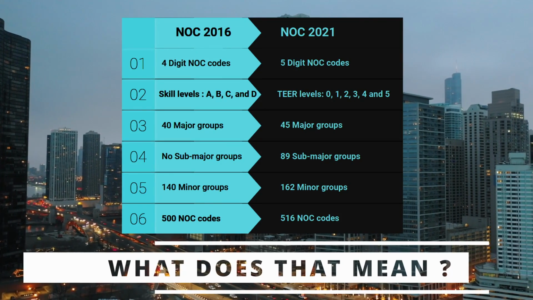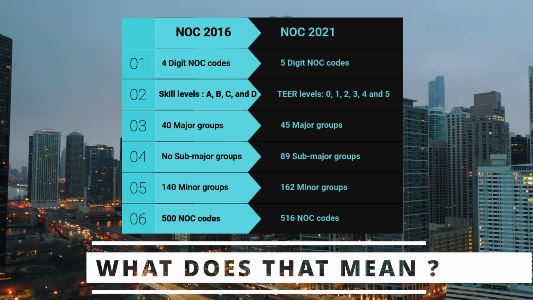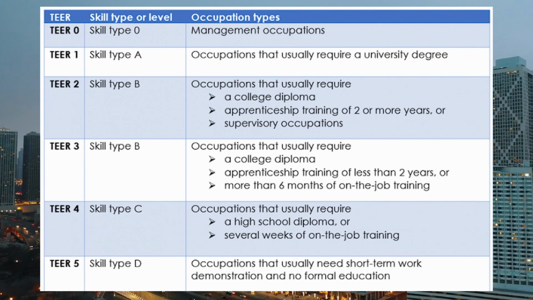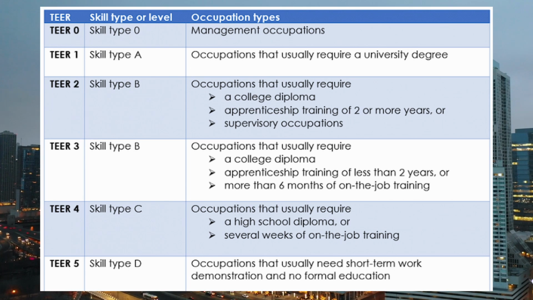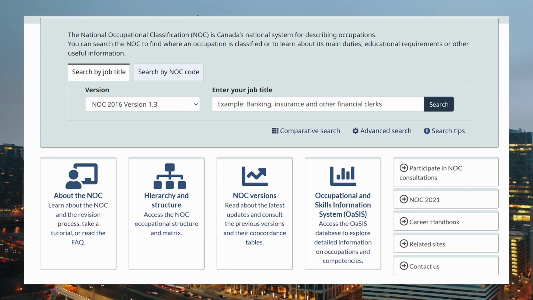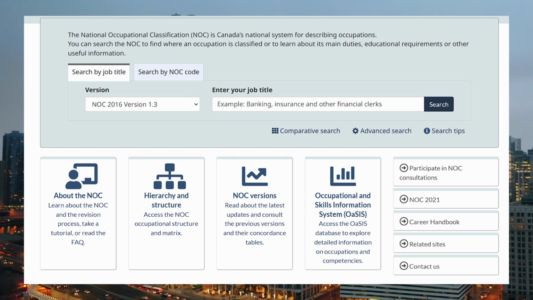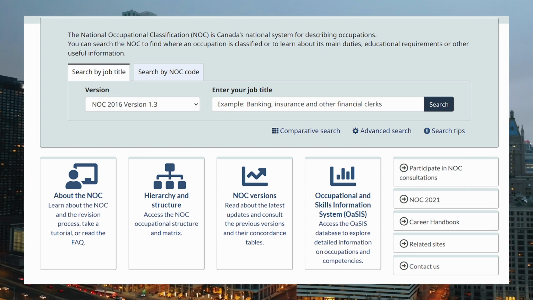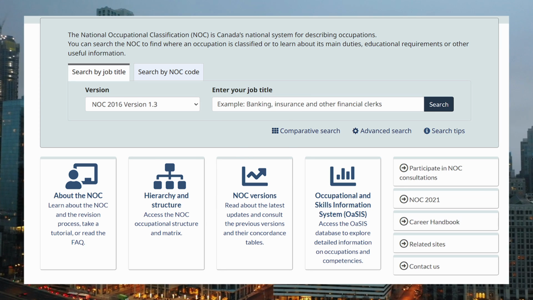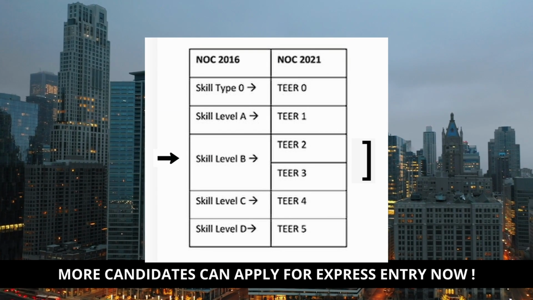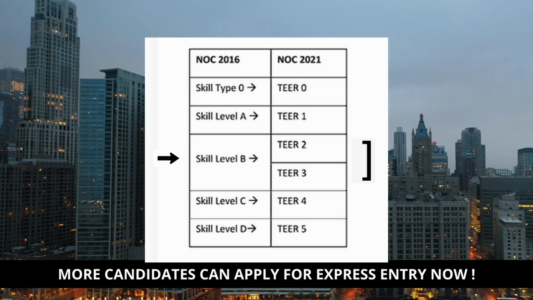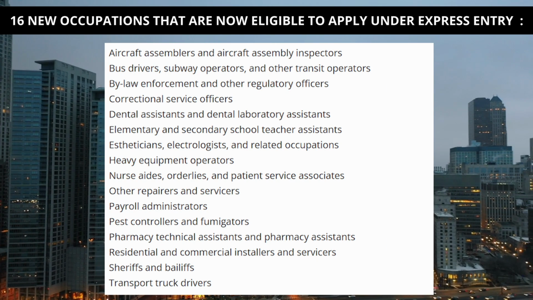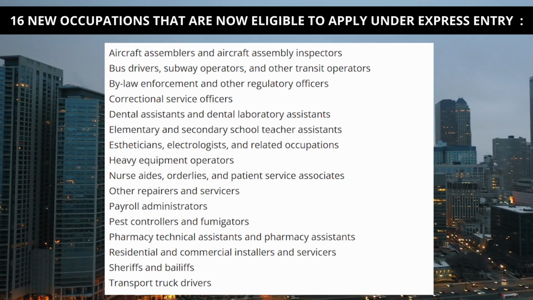You may think, what does that even mean and how is this useful to the candidates? NOC codes are still NOC codes. They have not changed. However, the classification of these NOC codes have changed a lot. To put it simply, a number of occupations that were not eligible to apply for express entry will now be eligible. This quite simply means that more candidates can now apply for express entry. Below is the list of 16 occupations that are now eligible under the new tier system for express entry.